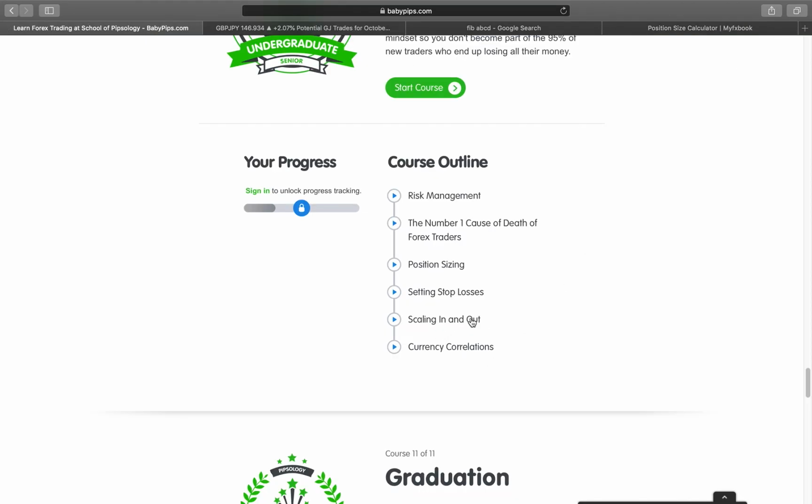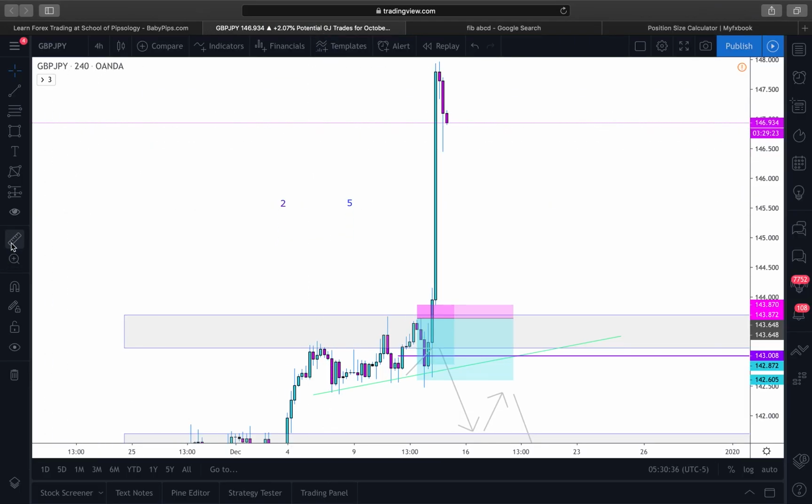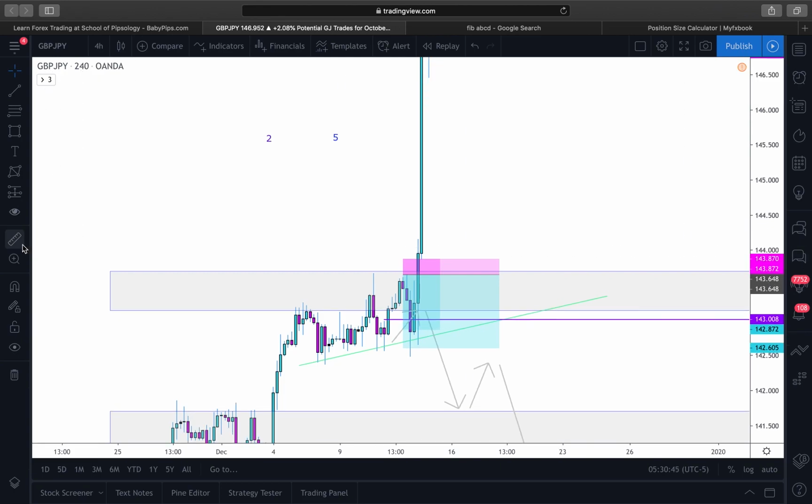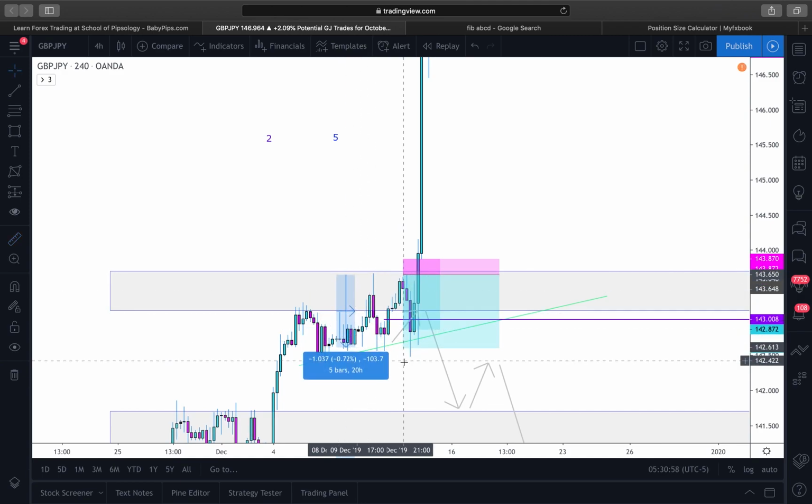Scaling in and out. I don't recommend scaling in and out for beginners. Definitely not. If I were to scale in over here and add more positions, I would have got messed up. I recommend scaling out though for beginners. So I did scale out over here. Once TP1 hit, I closed half my position. I was up 80 pips, closed half, put my stop loss to break even. So I let the rest run, another 20 pips, hit TP, and we're blessed.